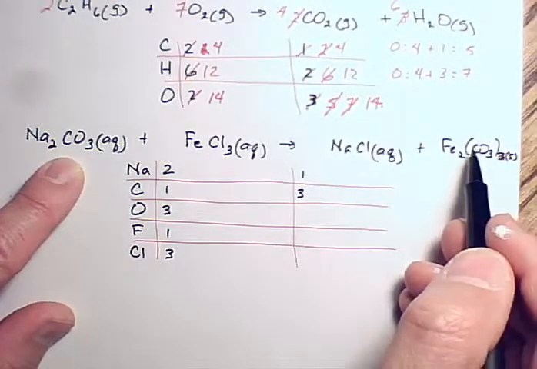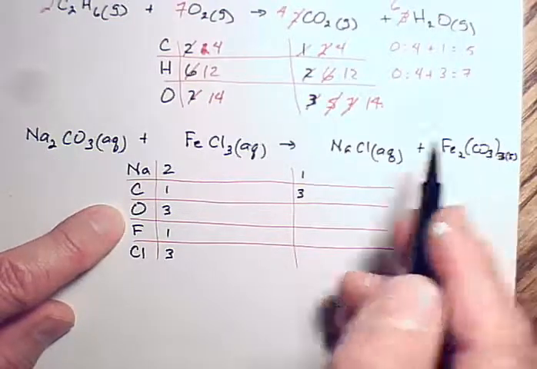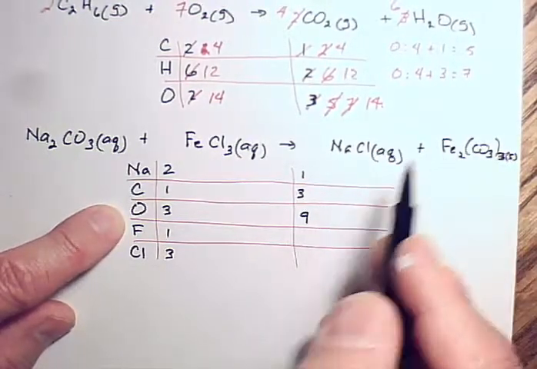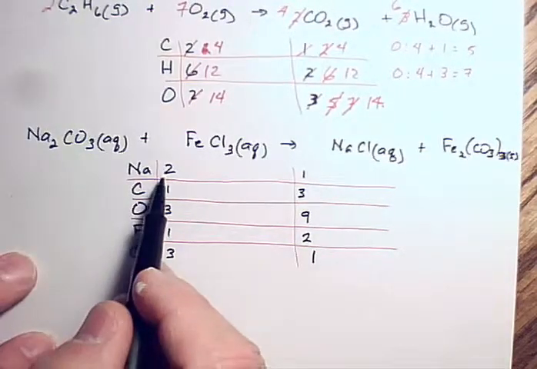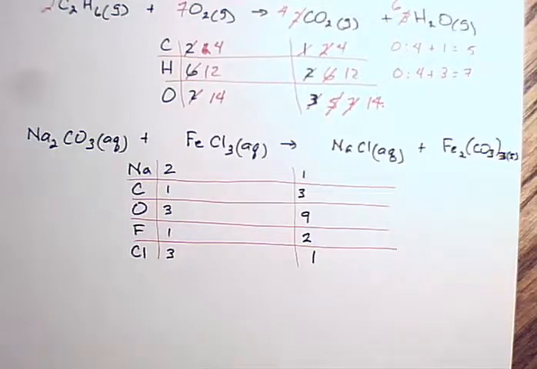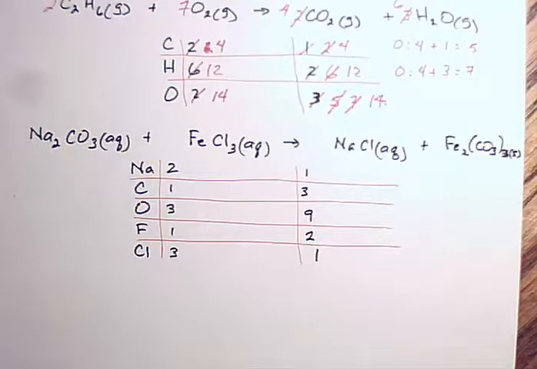So the 3 outside the parentheses here gives us 3 carbons. 3 outside the parentheses also gives us 9 oxygens, 2 irons, 1 chlorine. So I'm going to start with the sodium. Now look, here's a little tip, guys. Save oxygen for last, always. Balance oxygen after everything else is done. Most of the time when you save oxygen for last, it works out. You don't have to worry about oxygen. And if you have both oxygen and hydrogen, then save hydrogen for next to last. Always balance. Doesn't mean you have to write it last. It just means you balance it last.